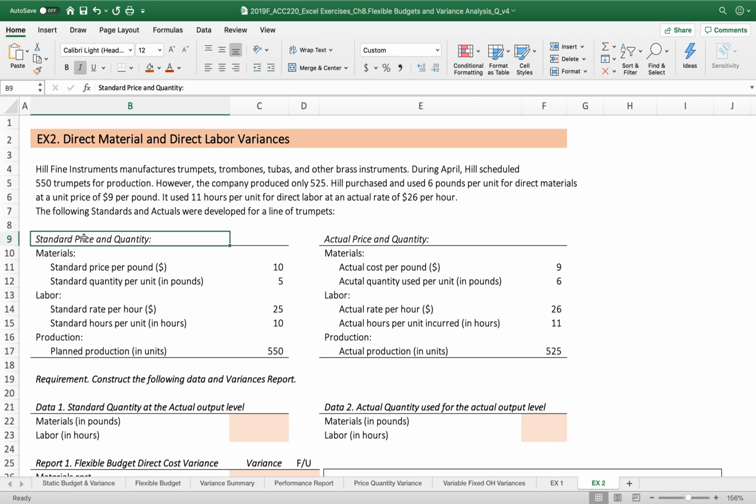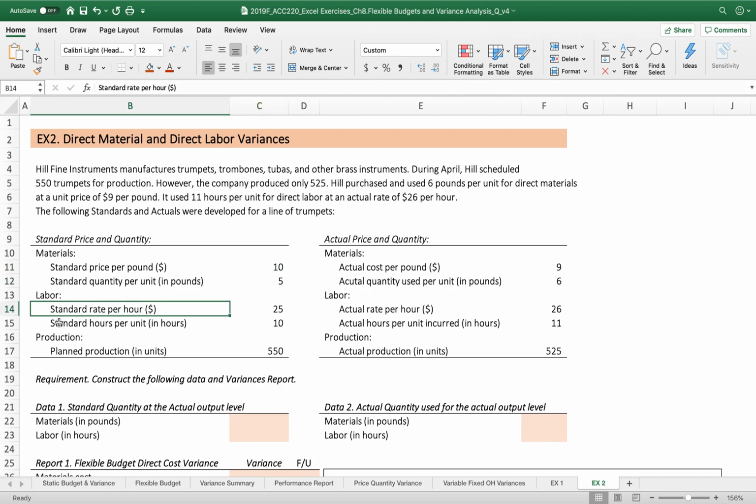Okay, the following standard and actuals were developed for a line of trumpets. Here you go, we have two tables to compare, right? Let's look at the standard price and quantity for materials and labor and production. For materials, the standard price is $10 per pound, but the actual cost per pound is $9. That means you can already notice the actual price is low, which is good. We purchased at a lower price than our standard expected, right? What about the actual quantity? The standard quantity per unit is 5 pounds, but in actual we use 6 pounds, more than that, right? So 6 times 9 is 54 per trumpet, but the standard is 50, right?